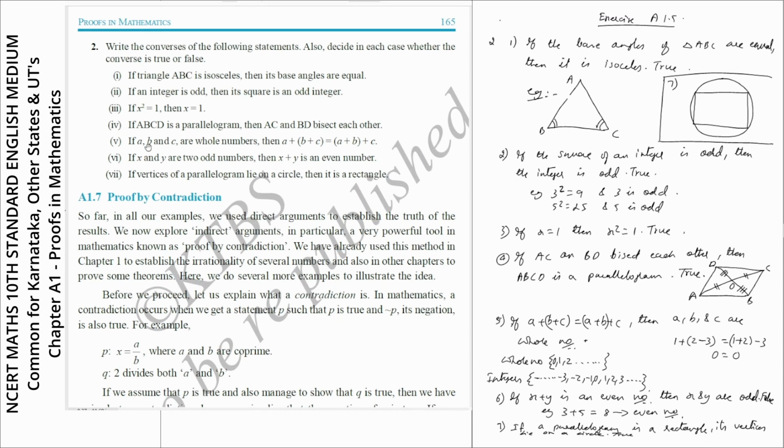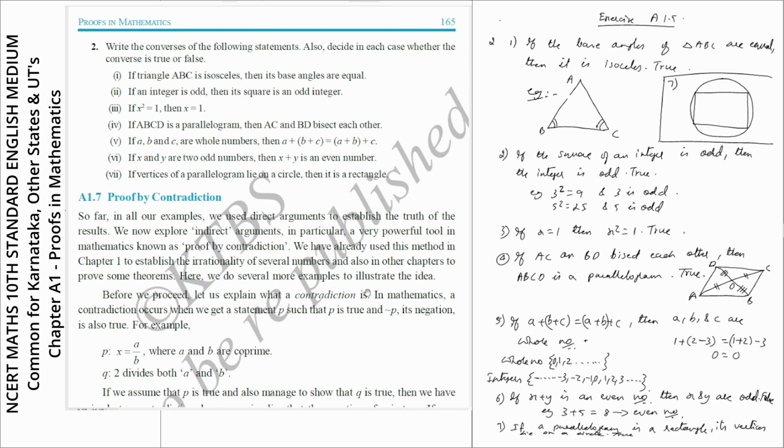Sub question 3: if x square is equal to 1, then x is equal to 1. So the converse will be, if x is equal to 1, then x square is equal to 1. Now take this equation, x is equal to 1. When we square both sides, we get on the left hand side x into x, x square. On the right hand side, 1 into 1 is 1 square, which is equal to 1. Therefore x square is equal to 1. So this converse is true.